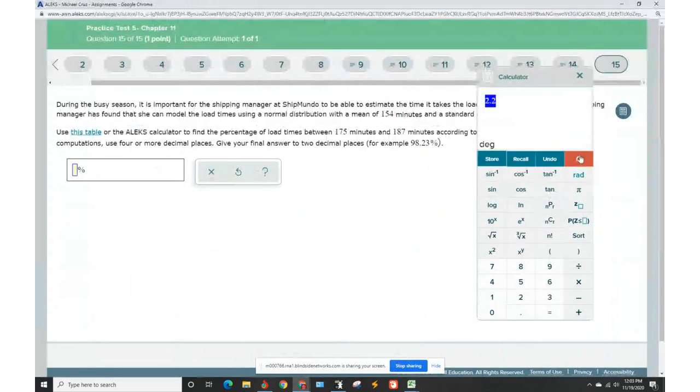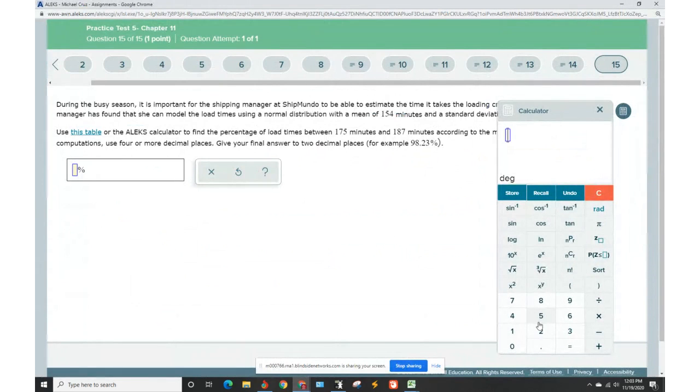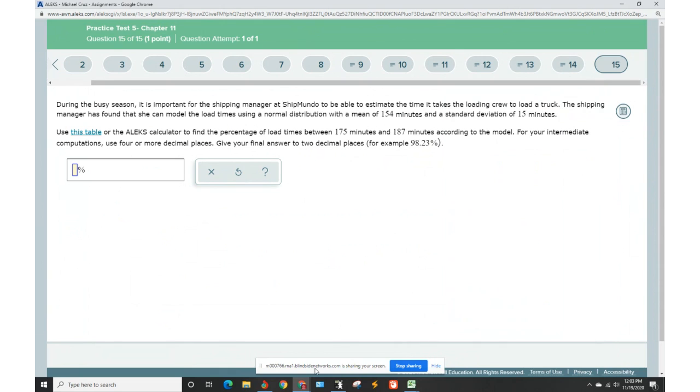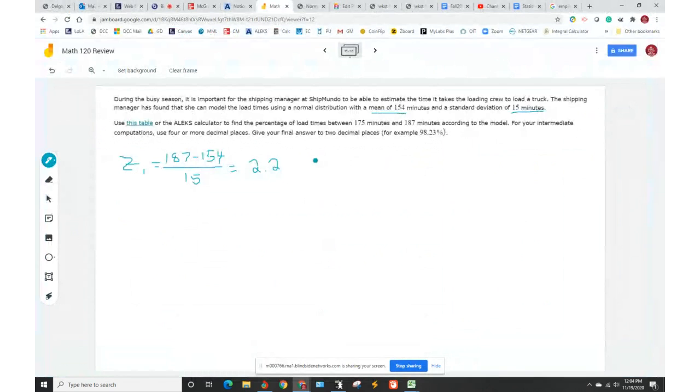So I'm just going to kind of do it another way here. Let's see. So 187 minus, and then divided by 15. So 2.2 is correct. So I'm going to do the other one real quick because it'd be better just to go ahead and do them. The same operation. Do this part first, for both of them. And then we can just look both of them up.